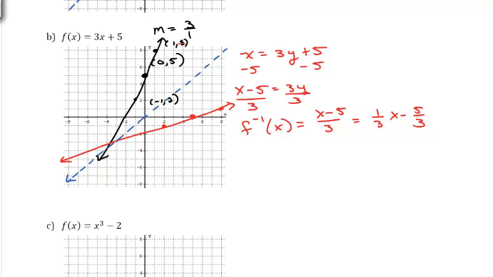Oh, and I didn't label my points. Make sure that you're labeling points on your graphs. So this is the point (5, 0), and (2, -1), and then, oh, here's the other point, (8, 1). Okay.